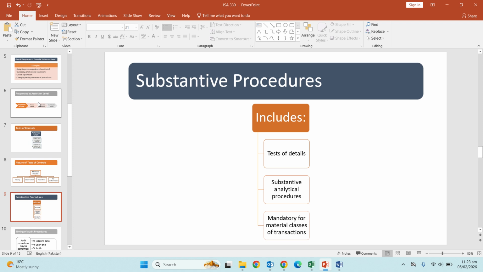So, here are substantive procedures. Substantive procedures are designed to detect material misstatements directly at the assertion level. They include tests of detail and substantive analytical procedures. ISA 330 requires substantive procedures to be performed for all material classes of transactions, account balances, and disclosures, regardless of the assessed risk.